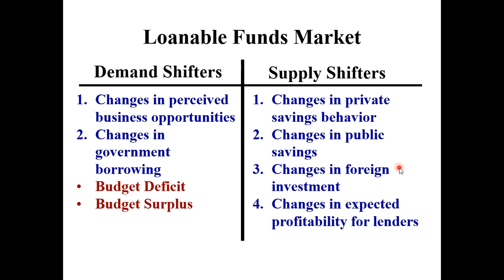When the government saves its money, it just puts it in the basement and it doesn't get touched. Changes in foreign investment. If more foreigners are putting their money into U.S. banks, that will increase the supply of loans. And last one is changes in expected profitability for lenders. Obviously, if lenders feel like they're going to make more profit in the future, they're going to be more likely to lend out to make loans.